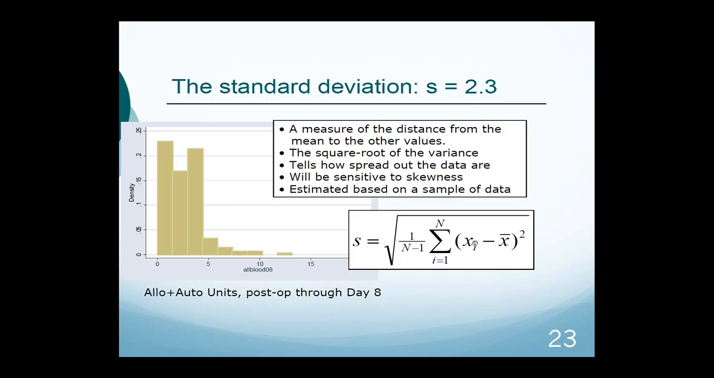And also from the formula, you can see that xi is each observation, right? And this is our mean. And we just take the difference. How different is each observation from the mean, right?